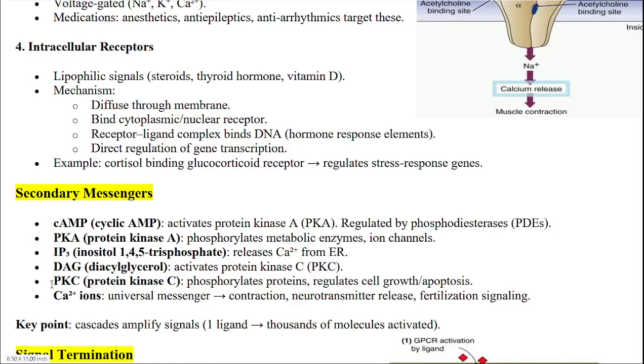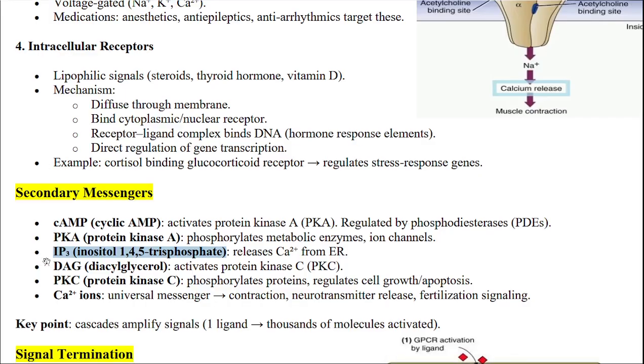Then IP3 and DAG from the PLC pathway. IP3 triggers Ca2+ release from the ER. DAG activates PKC at the membrane. And calcium itself. You called it universal. Calcium ions are probably the most widespread and versatile intracellular signal. That rapid spike in cytosolic Ca2+, triggered by IP3 or by influx through channels, mediates an incredible range of fast cellular responses. Muscle contraction, secretion of hormones and neurotransmitters, fertilization, changes in cell motility, gene expression, it's everywhere.